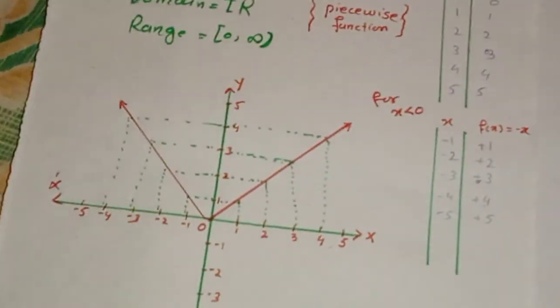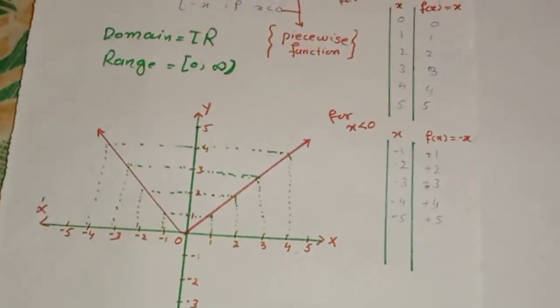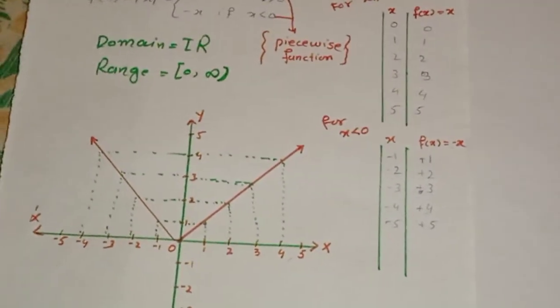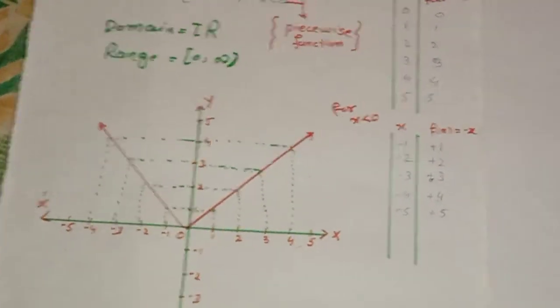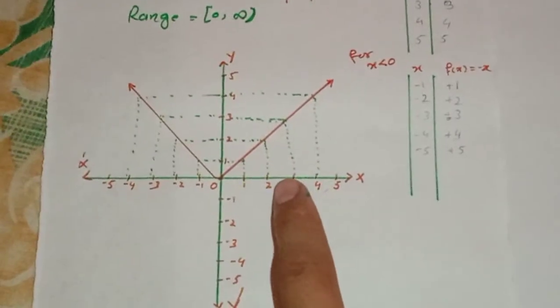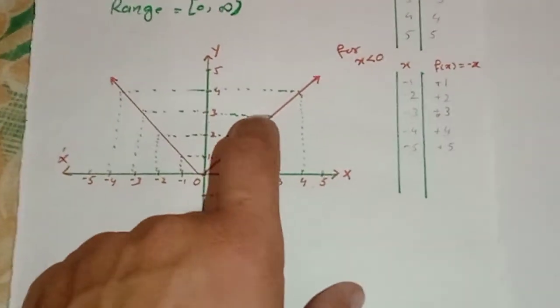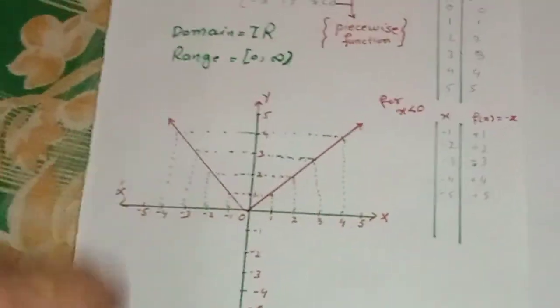So look at the graph of the function. The domain of this function is all real numbers, and the range is all positive numbers, because the absolute value function gives us a positive number. When we put 0, it will give us 0, so it passes through the origin. When we put 1, it gives 1. When we put 2, it will give us 2. When we put 3, it will give us 3. When we put 4, it will give us 4, and so on.